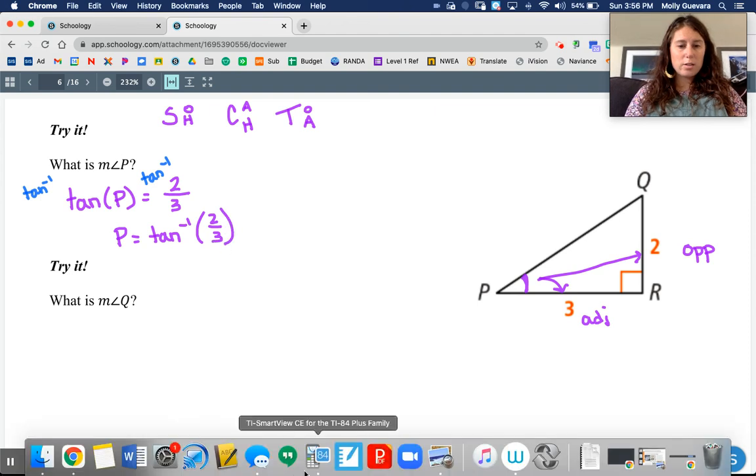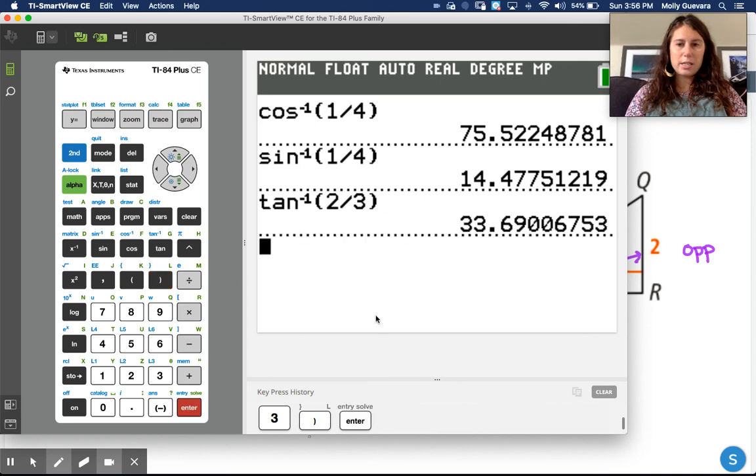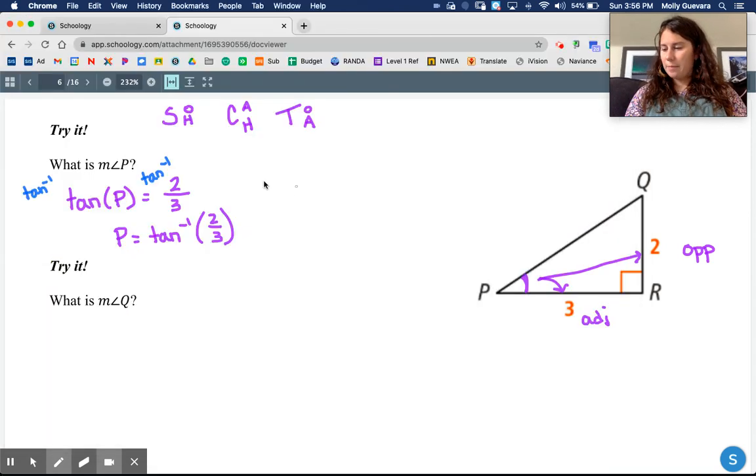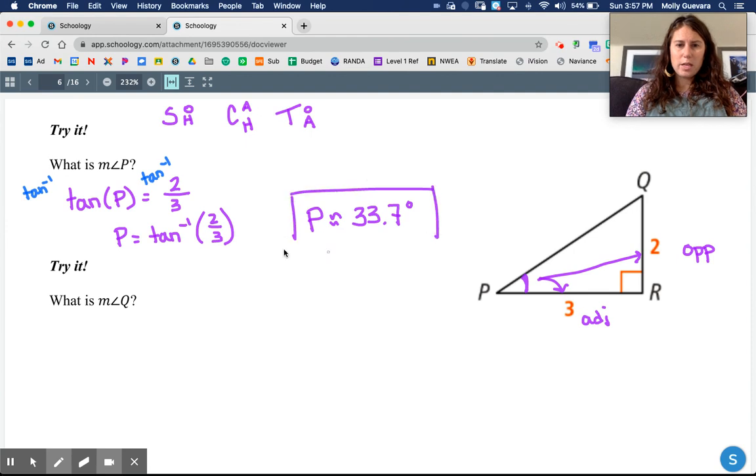And so when I go to enter this into my calculator, I'm going to do second tangent inverse of 2 divided by 3. I'm still in degrees. Always make sure you're in degrees. And I get 33.69. So P is about, I kind of like to round to only one decimal place, so let's do 33.7 degrees. So angle P is about 33.7 degrees.